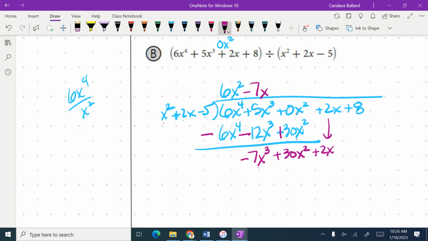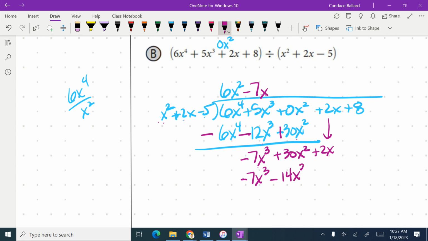Okay, what's our next step? Distribute. Good. So negative 7x times x squared is? Negative 7x cubed. Perfect. And I always redo that one. Even though I know I set it up, I want to make sure I set it up right, so it's my check. Okay. Negative 7x times 2x is?